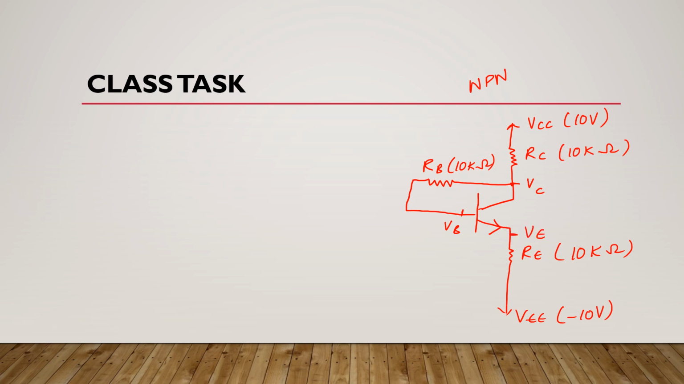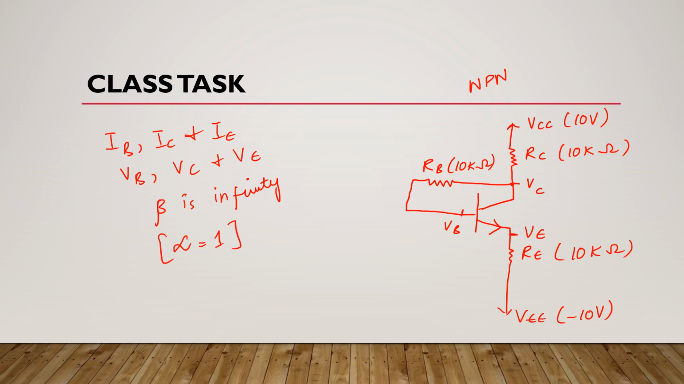Okay, now you have to determine all terminal currents, that is IB, IC and IE, and all nodal voltages VB, VC and VE if beta is infinity. It means here alpha is 1. Okay, so this is your class task.